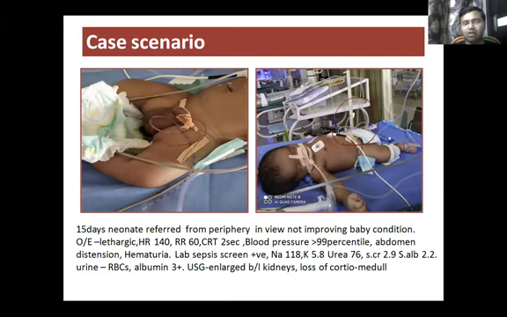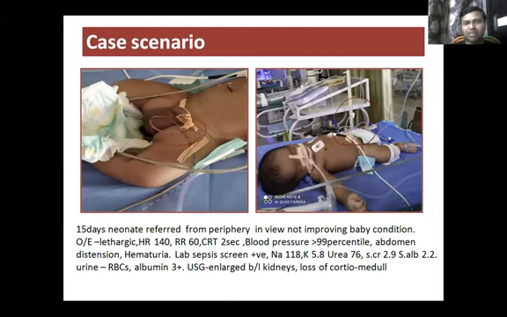But the important thing is the habit of checking the blood pressure, because we neglect it. This is a sick baby, so the blood pressure should be low, but this blood pressure was high. It was almost 100 by 60, which is more than the 90th percentile.